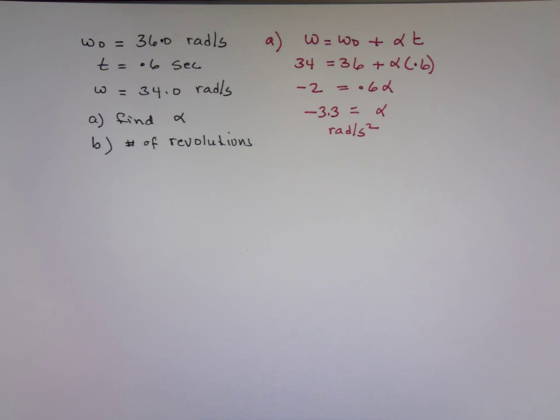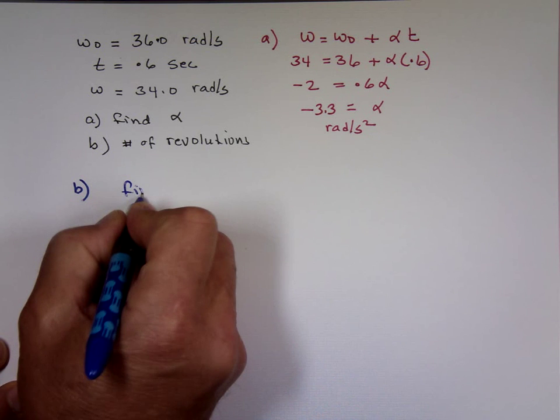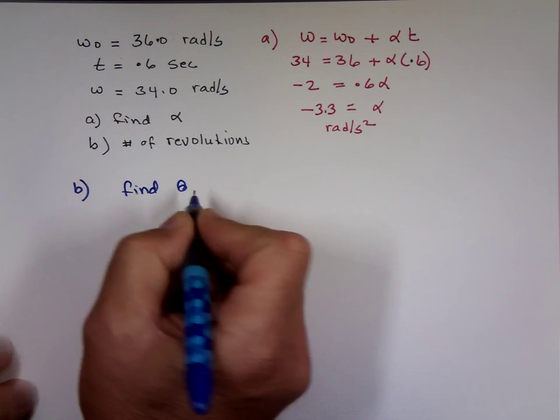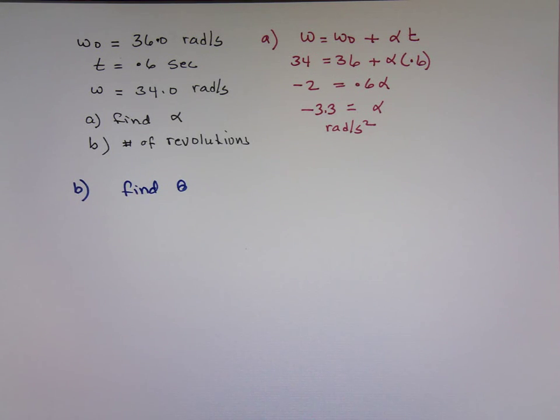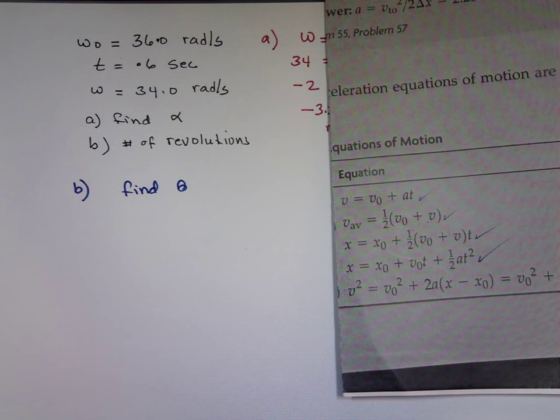Then what's part B? How many revolutions? We need to know what theta is. How many radians did it make? And if I know how many radians, I can tell you how many revolutions. So in part B now, I need to find theta. Let's take a look at which equation. I'm looking for x basically.